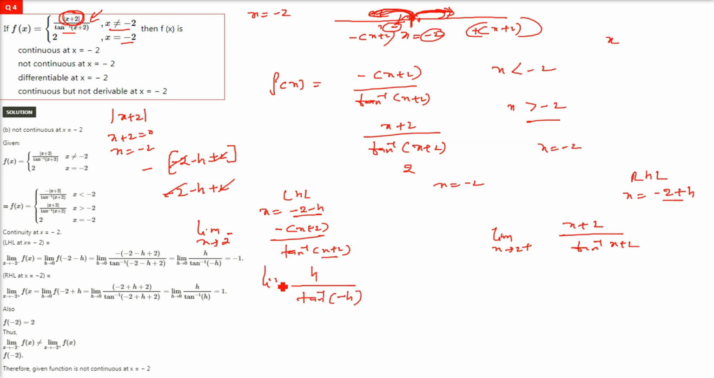And you have to change the limit here, limit h tends to 0. So I just change the limit here also. You have to change the limit, limit h tends to 0. And in this x plus 2, replace x by minus 2 plus h.